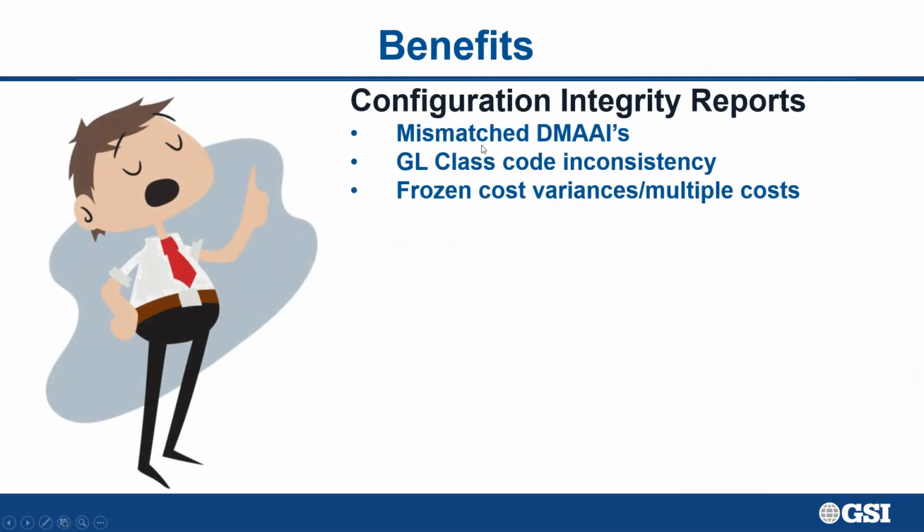Okay, some of the benefits of using this right up front. We have a report that identifies mismatched DMAAIs in accordance with that model table tip that I told you about before. Okay, GL class code inconsistency is another good report to have. Certain programs get their GL class codes from different places. So if you have the same item whose GL class code, let's say on the location, is not the same as the branch, now you can create variances because your codes aren't consistent.